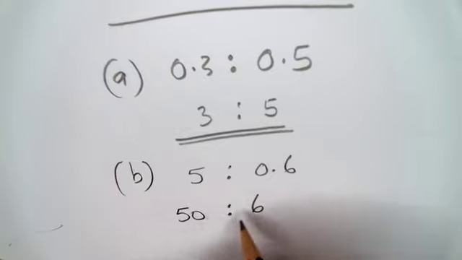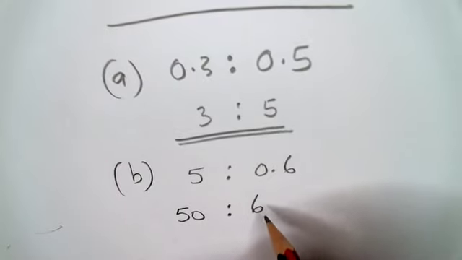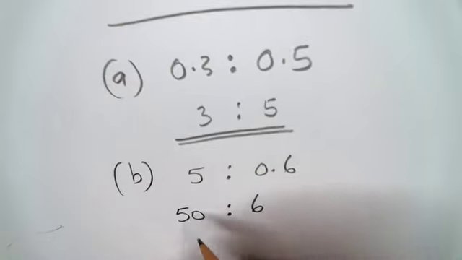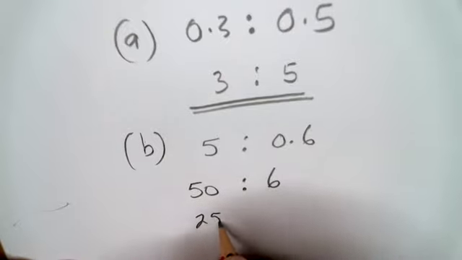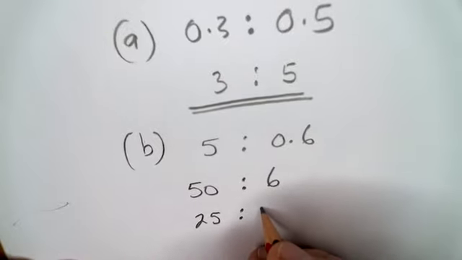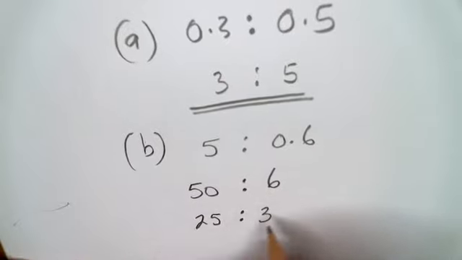So now we've got all whole numbers, no decimals, but we can simplify this. So we could, for example, divide it by 2. Let's divide by 2. So if I divide 50 by 2, I get 25. Divide 6 by 2, I get 3. And I can't simplify any further, so that is my solution.